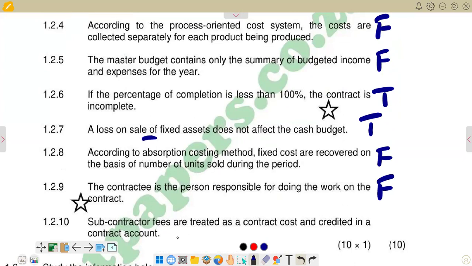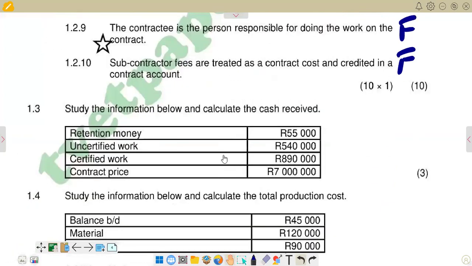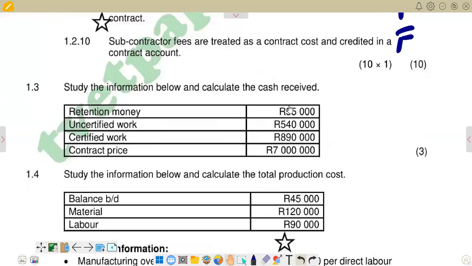Then we go to the next one, 1.2.10. Subcontractor fees are treated as a contract cost and credited in the contract account, which is not correct again. Then false. So this is what we have in terms of the section of true or false. Then we go to the next one. Read the information below and calculate the cash received.